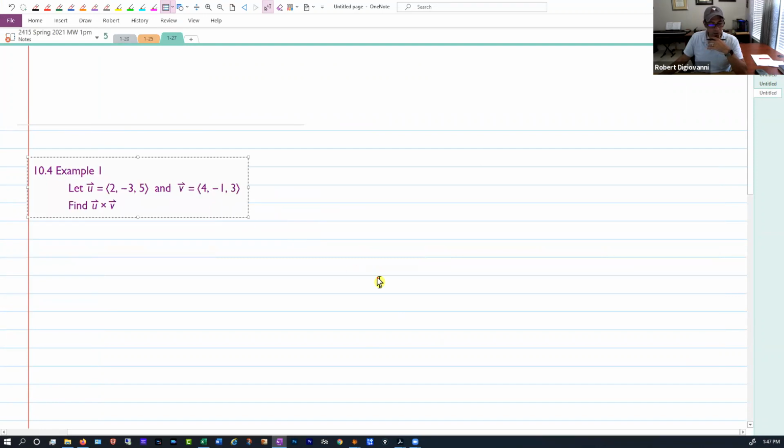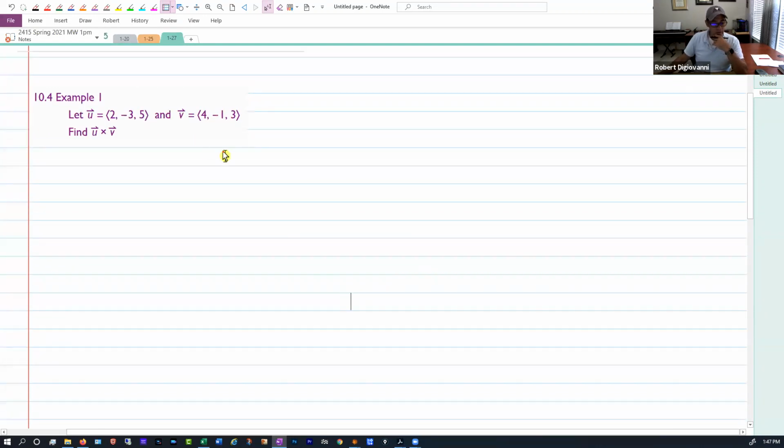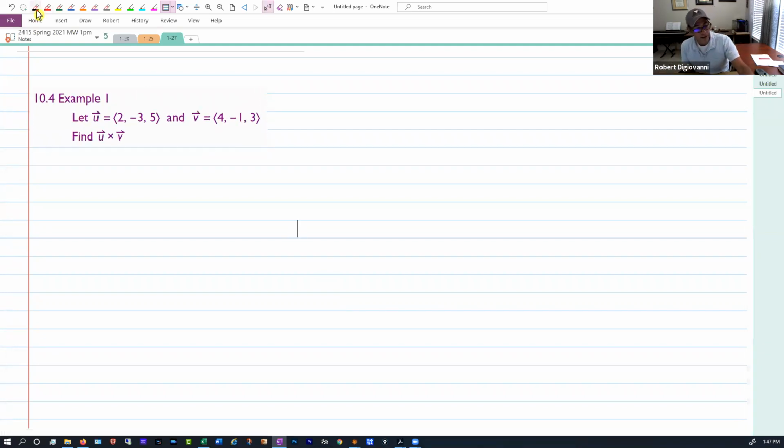Okay, so we want to find the cross product between these two vectors, u and v. So here's what we do. We're going to write down i, j, k, i, j, k. And if you want, you can make little hats. It doesn't matter. Oh, wait a minute. Hold on. I'm showing you a different way. Take that away. I apologize. We only want to use i, j, k, just i, j, k.